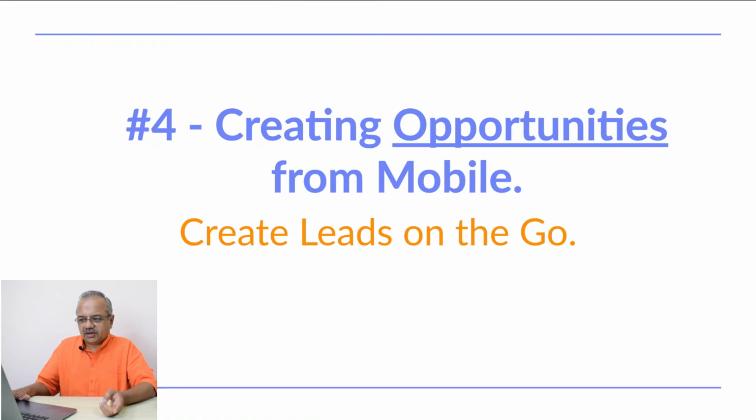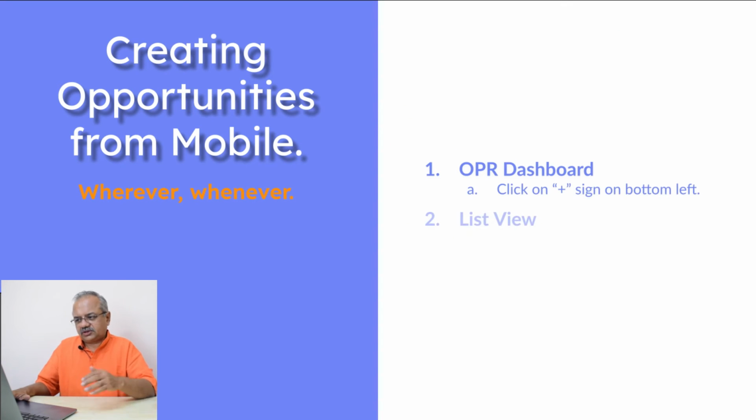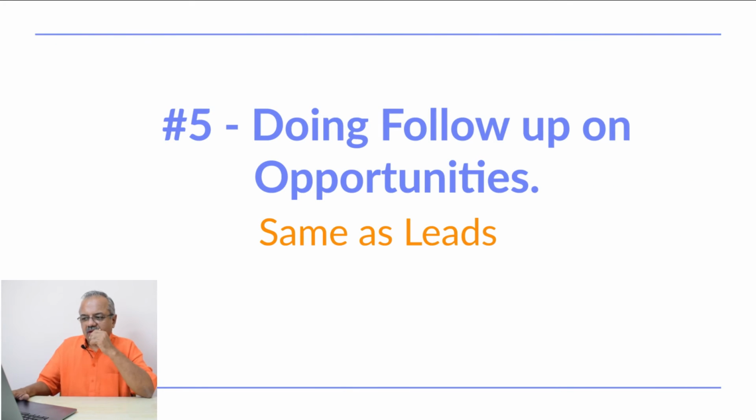It's the same with mobile. From whichever route you can create opportunities, they are all possible here: from the OPR dashboard, card or list view, or sub panel. All routes can create it. So you can see the follow up of opportunities. The way we did follow up for leads, it is the same for opportunities as well. Let us see this once.